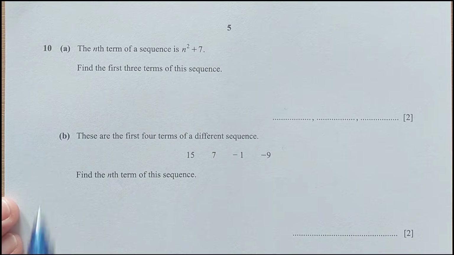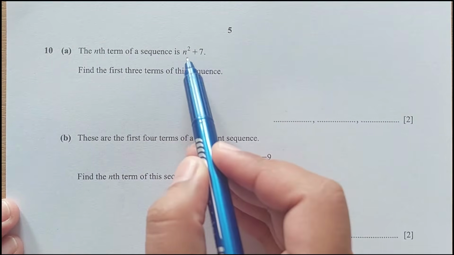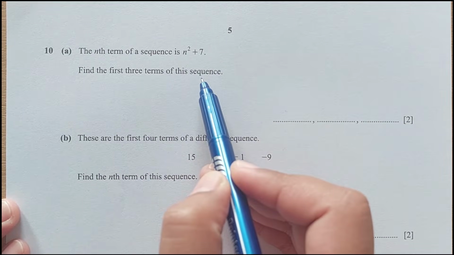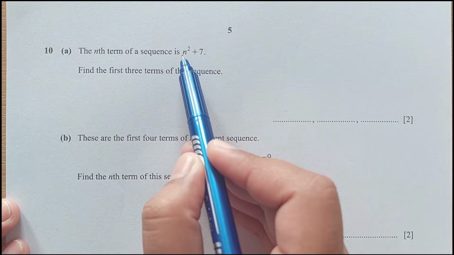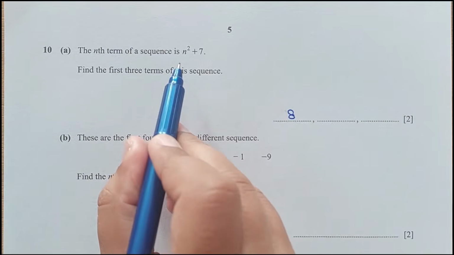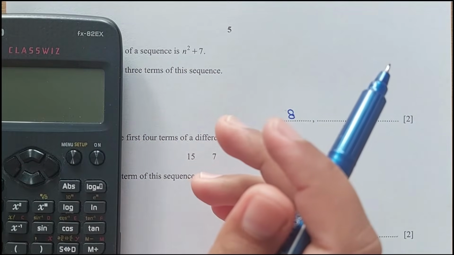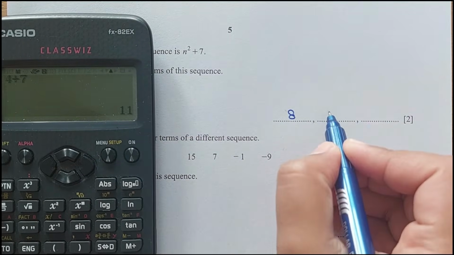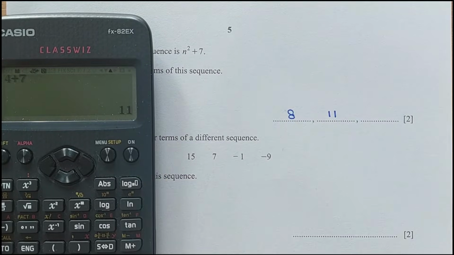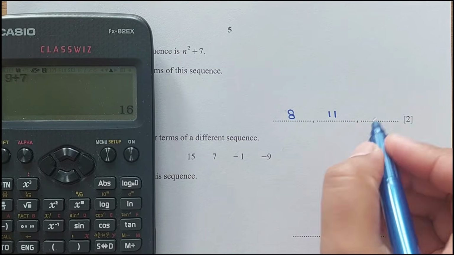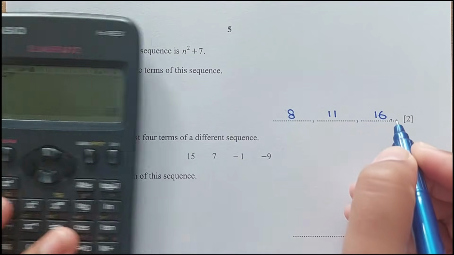Question number 10 in part A, the nth term of a sequence is n square plus 7. Find the first three terms of this sequence. So the first term, n is 1, 1 square plus 7, that is 8. For the second term, n is 2, 2 square plus 7. So 2 square is 4 and 4 plus 7 is 11. For the third term, n equals 3. So 3 square is 9 plus 7 is 16. So these are the first three terms.